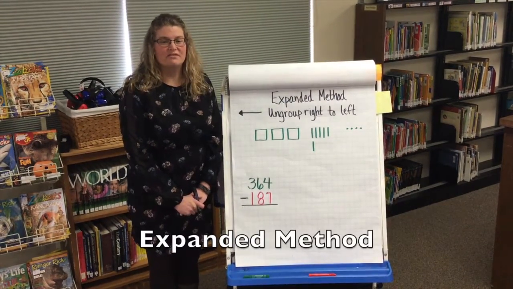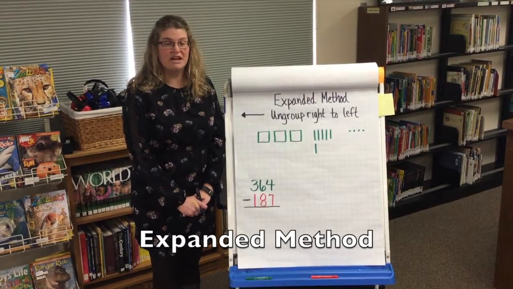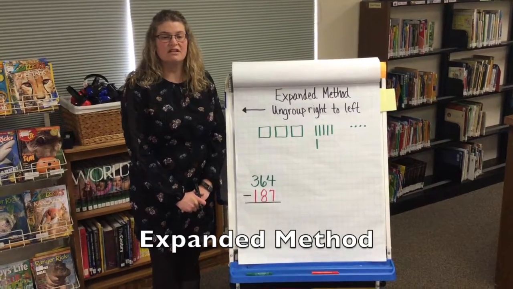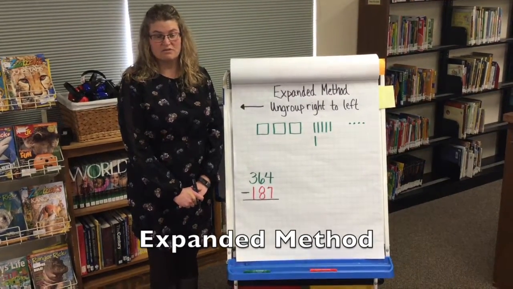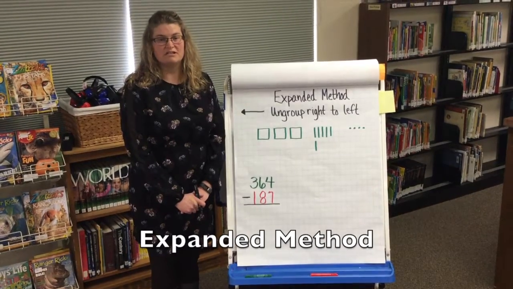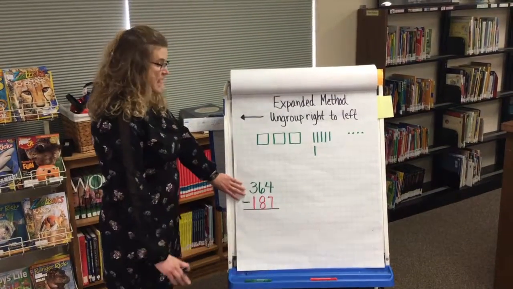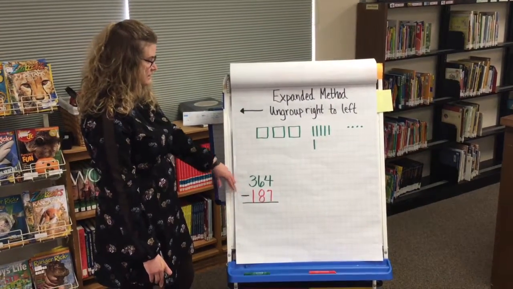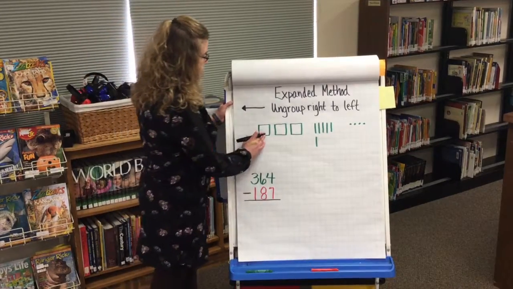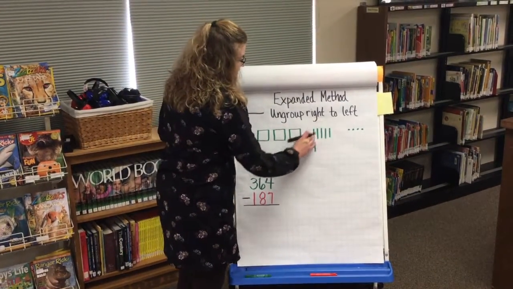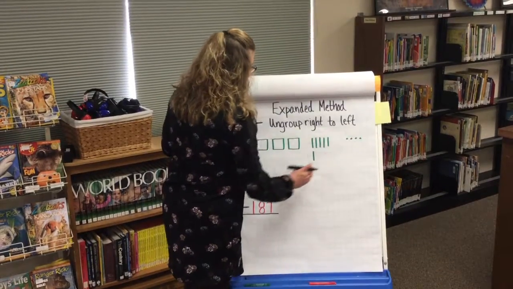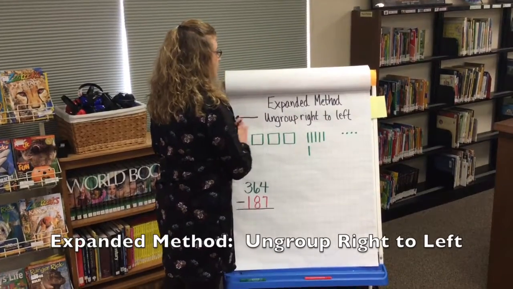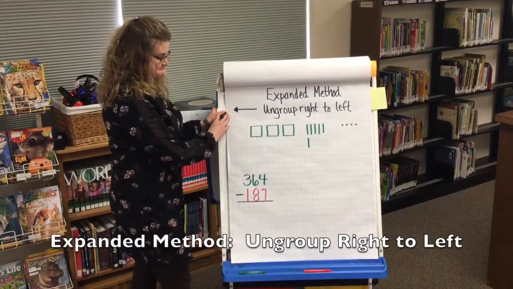Expanded method for subtraction. One method third graders may use for subtraction is called the expanded method. This method helps children connect their understanding about place value and the need to ungroup in certain situations. Today I'm going to be showing you an example of 364 subtract 187. I have already made my proof picture with 3 hundreds, 6 tens or 60, and 4 ones. The first way I'm going to be showing you is ungrouping from right to left, which is the traditional way.